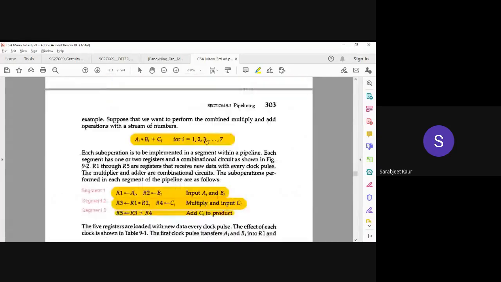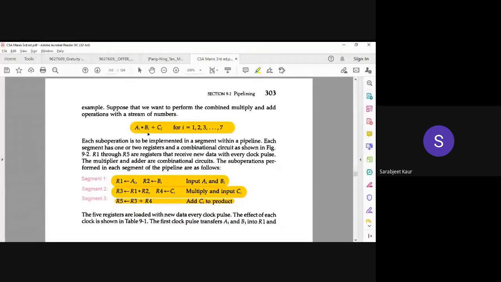Exactly in the same way, please see, suppose I had to perform this calculation for I equal to 1 to 7. Now the sequential way would have been to first do it for I equal to 1, then for I equal to 2, and so on. Now suppose it takes 1 second for each I, then it would have taken me a complete 7 seconds. But now suppose I divide this task into three segments.